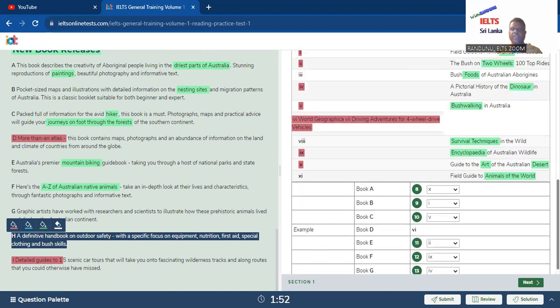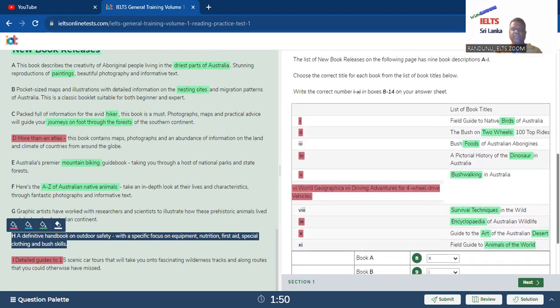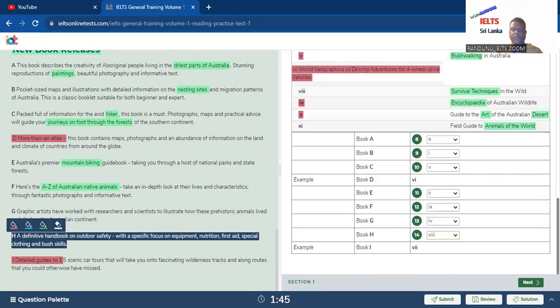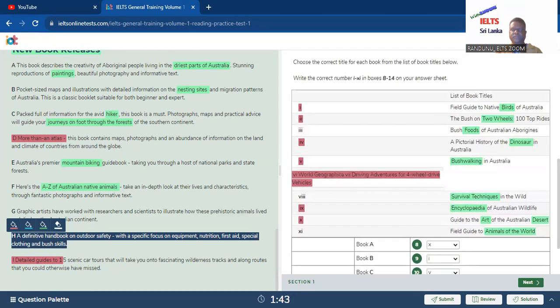Do you have anything that you don't understand in this section that you want me to clarify? So now we did 2 types of questions. The first one is true, false, not given, or yes, no, not given type. This one is matching headings, right? We are matching the information to titles. So this is another type.